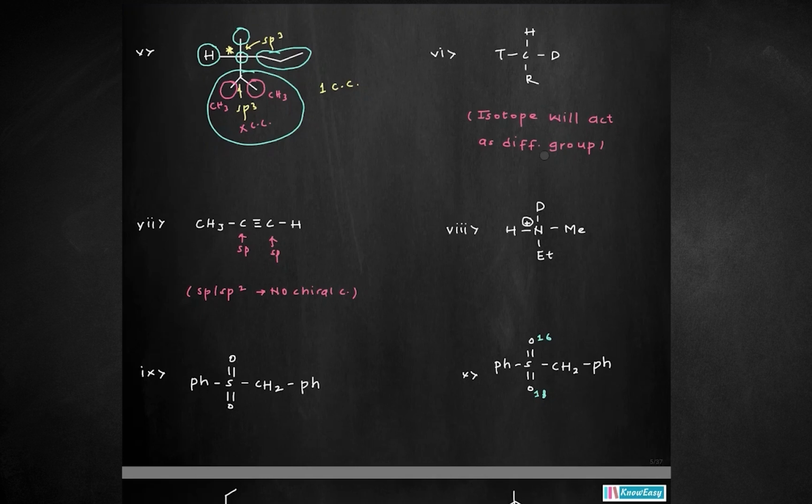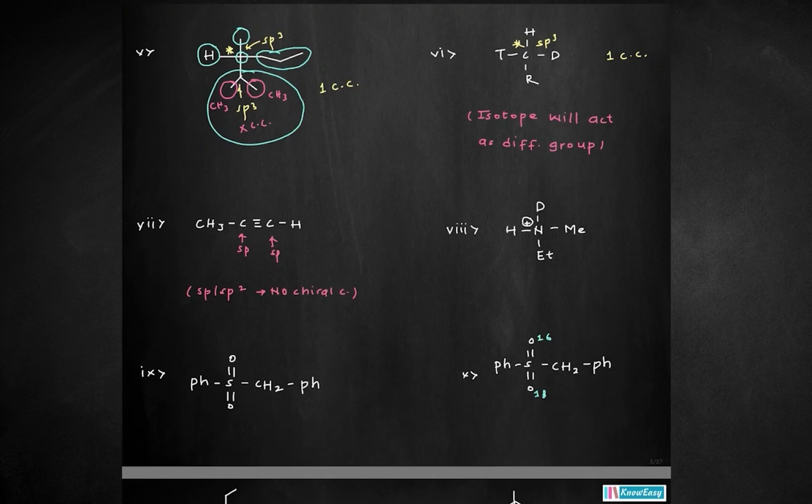Got it? Now look at question number 6. If this is the carbon, look at 4 different groups: hydrogen, tritium, alkyl group and deuterium. Here tritium, hydrogen and deuterium are isotopes. And as I told you, you have to consider isotopes as 4 different groups. So an isotope will act as a different group. So this particular carbon, the sp3 carbon atom, is called the chiral carbon atom. So one chiral center will be present here.